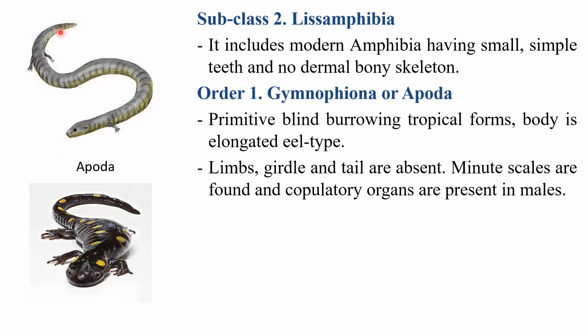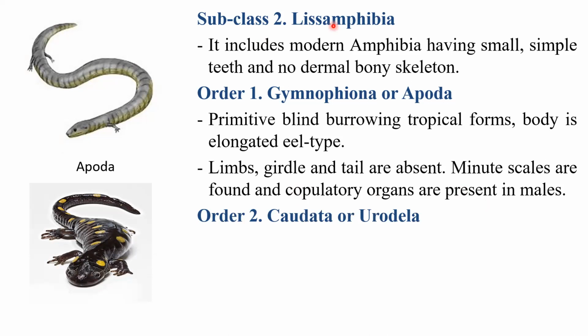The fishes, eel, just like this, they have their body, they have limbs, forelimbs and hind limbs, and the girdle is present. As you know, the pectoral and pelvic girdles are present. So the girdles are present. Tail is absent in these animals, some minute scales are present on the body of these animals, and the copulatory organs are present in the male.